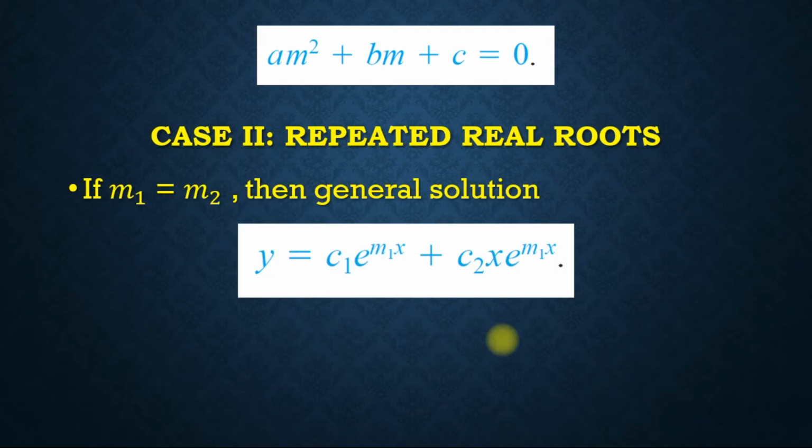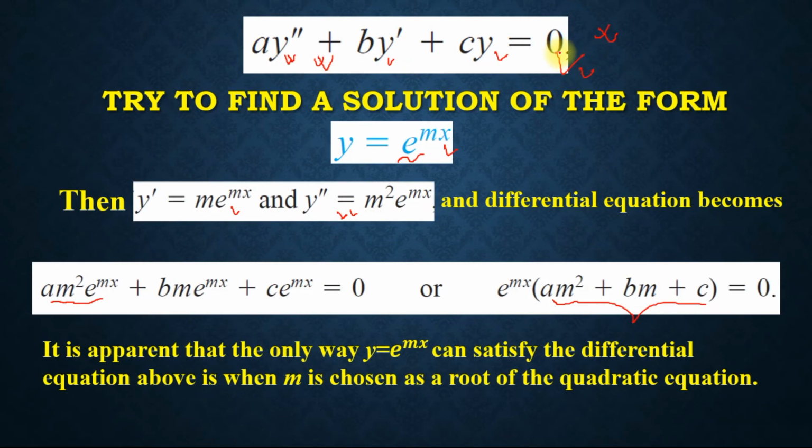Let's consider the second case. If this equation has repeated real roots, that is, if m1 and m2 are equal, then what will the general solution of this differential equation be?